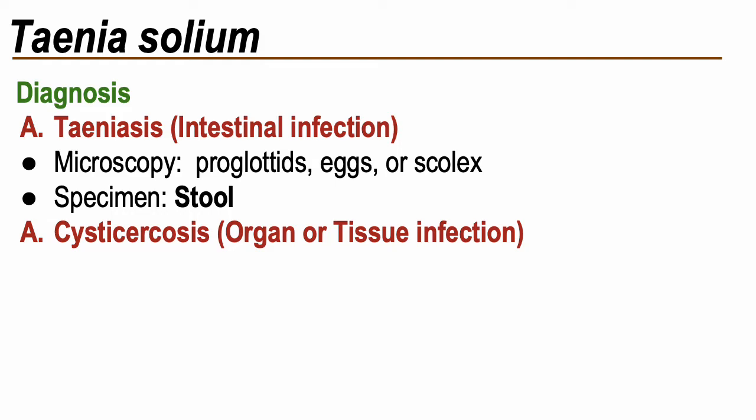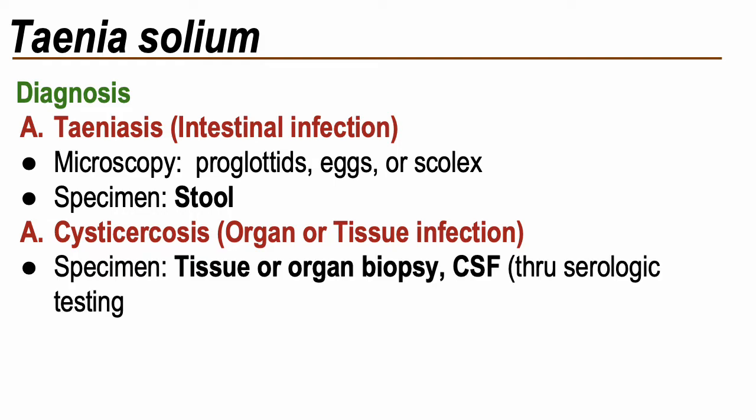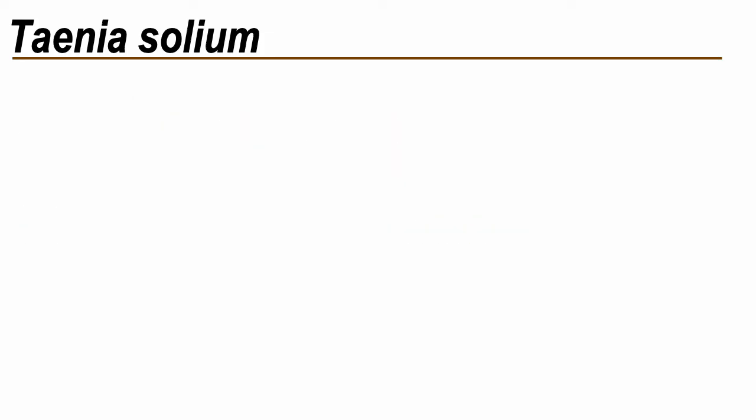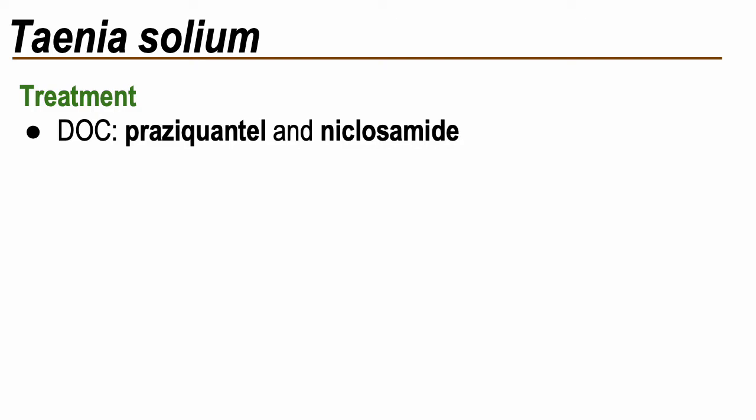Next is cysticercosis, or the organ or tissue infection. Basically, the specimen of choice here would be tissue or organ biopsy, depending on which specific organ or tissue is infected, where we can extract a biopsy. CSF may also be acquired, especially in cases of neurocysticercosis, and this is only done through serological testing of that specific fluid. For the treatment of Taenia solium infection, we can administer praziquantel and niclosamide.